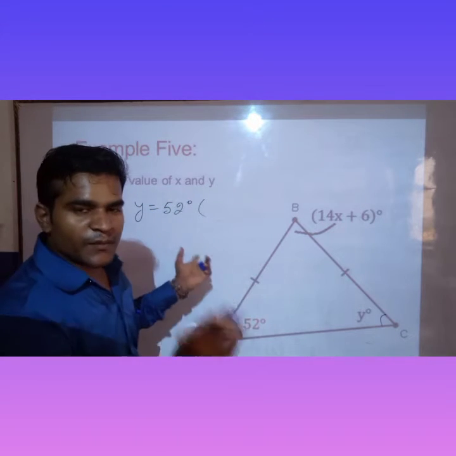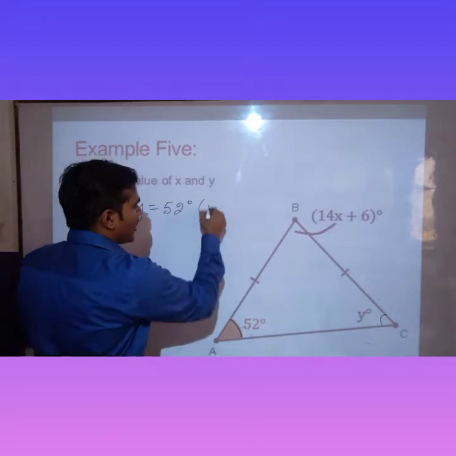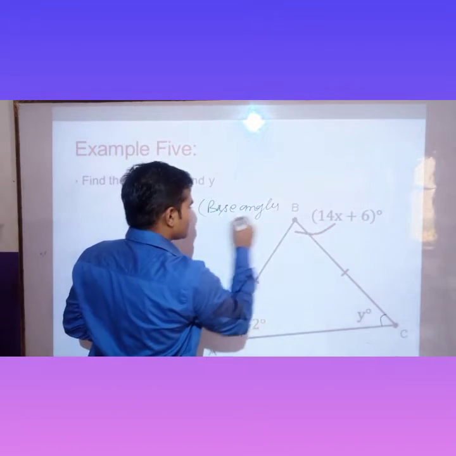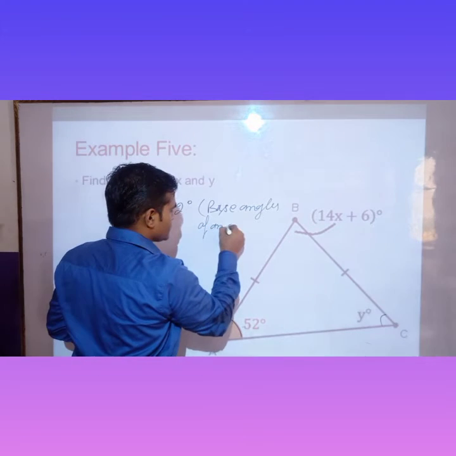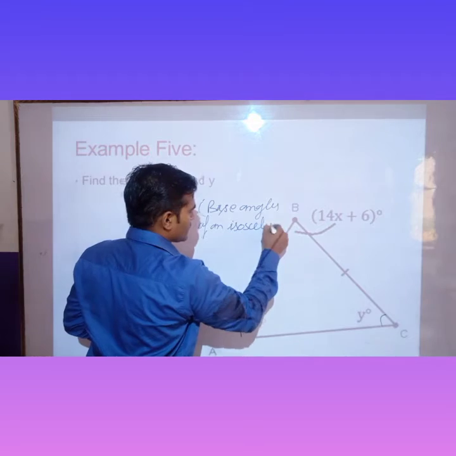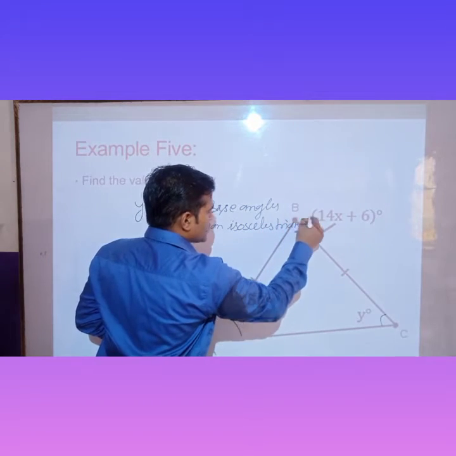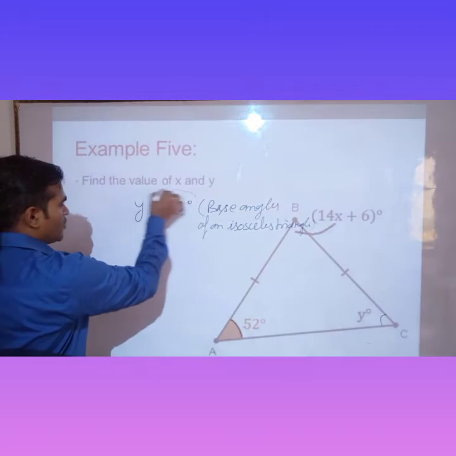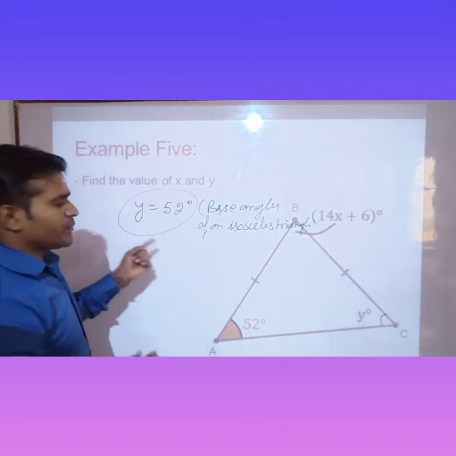How will you write it in the bracket? Base angles of an isosceles triangle are equal. So we get the value of y, that is 52 degrees.